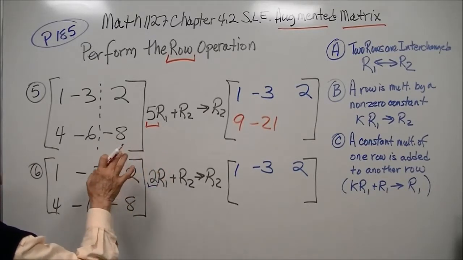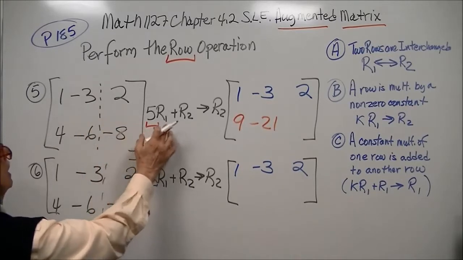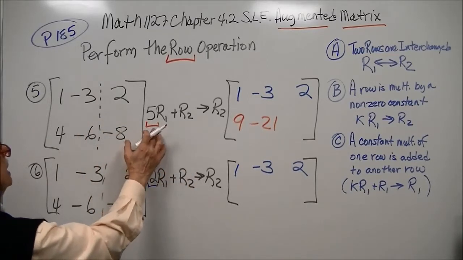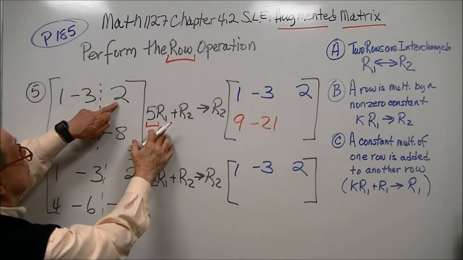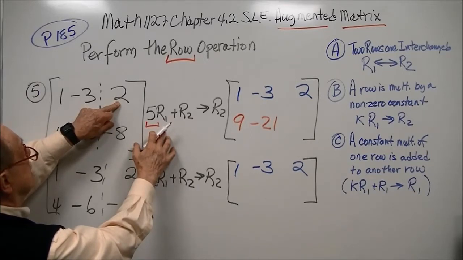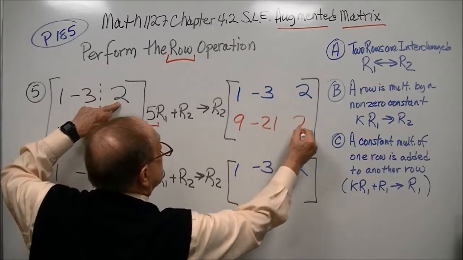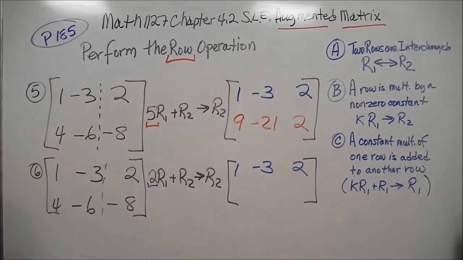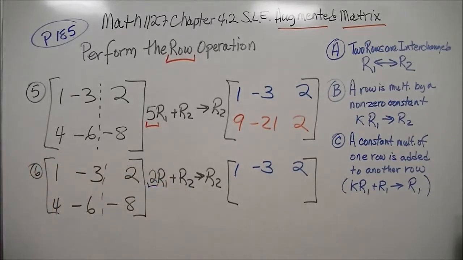Well, let's try the right row here. You got to be careful. Let's do it again. 5 times, in this case, a 2. 5 times 2 is 10. Add it to a negative 8. That gives me a 2. And I believe, I should check my work, that is correct.